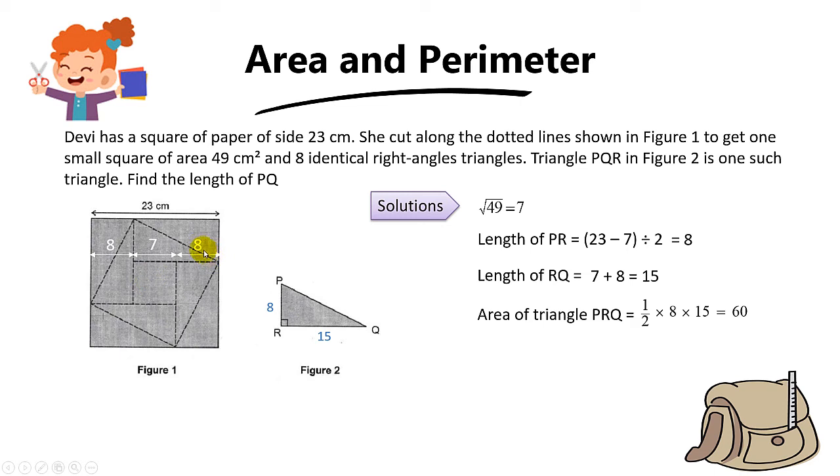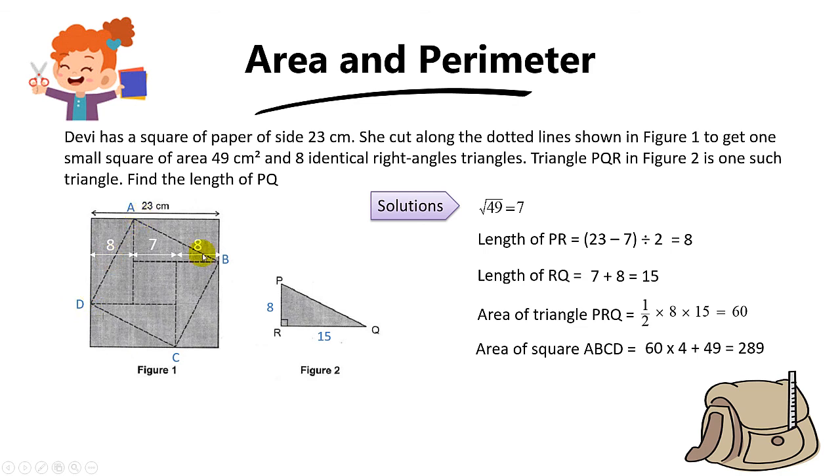So can we find the area of this square over here? We can. We simply take 4 times 60, because there are 4 triangles, then plus 49, which is the small square in the middle. You get 289. So this will be the area of this square over here.